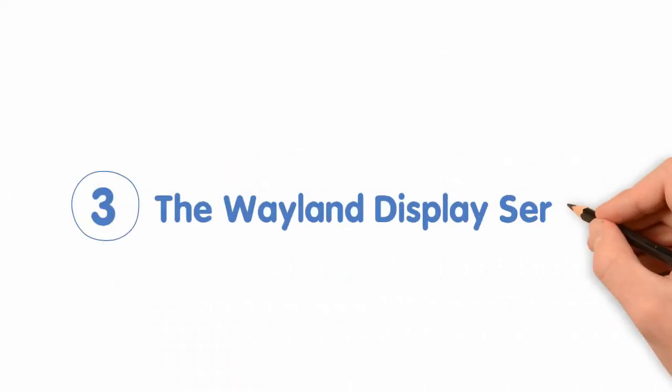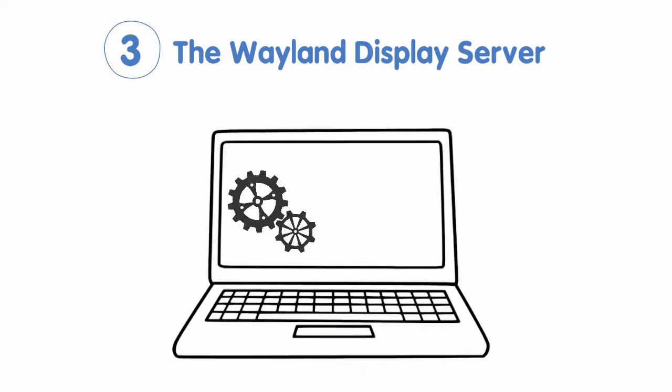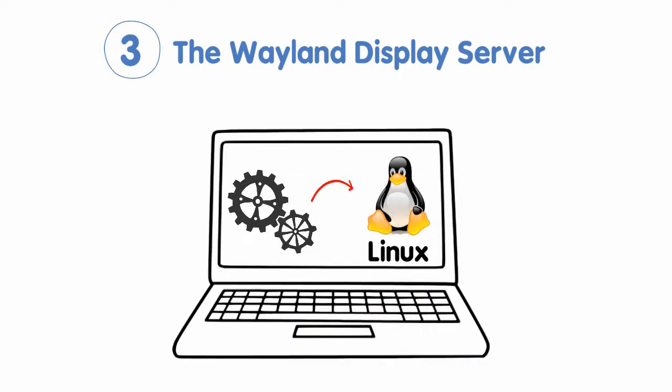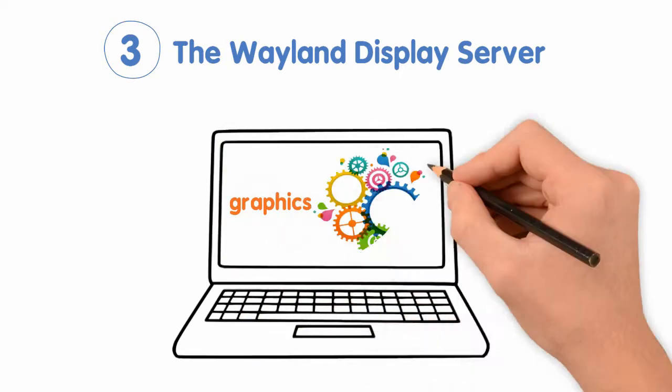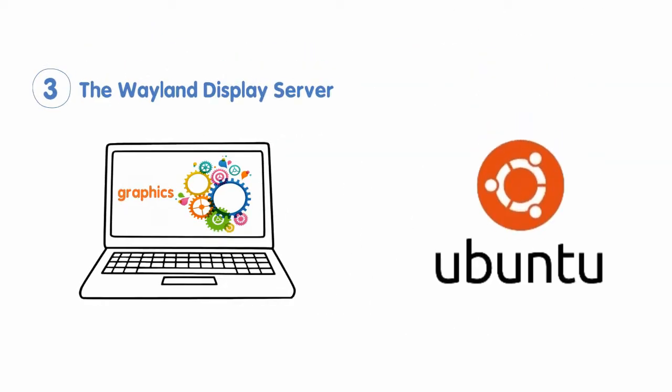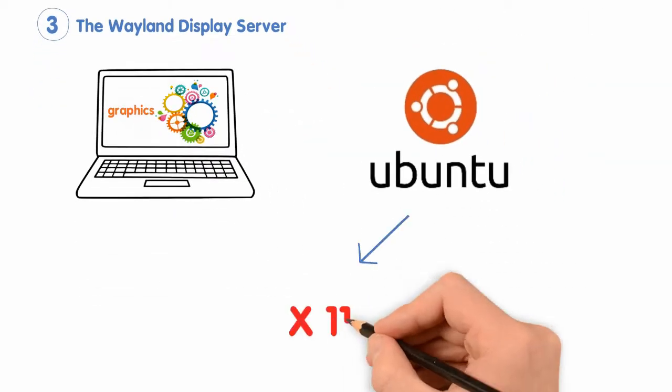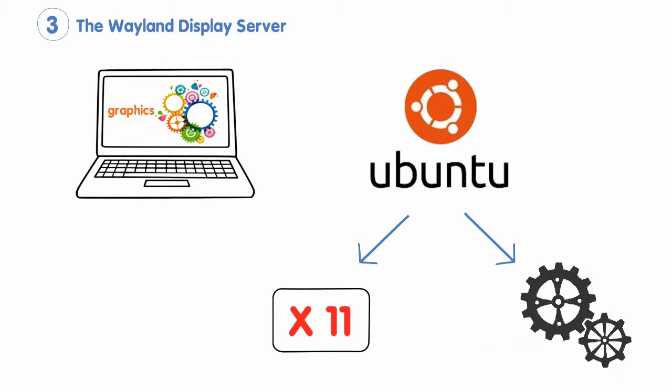Number 3. The Wayland display server. A display server is a system in Linux which assists in rendering the graphics element on the screen. Ubuntu used to use X11, which is now replaced with the newer Wayland system.